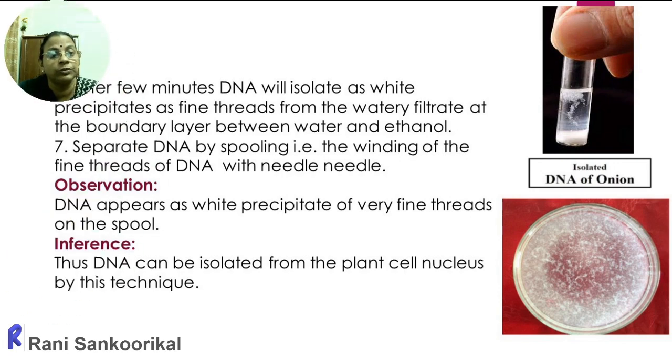So the inference will be how it appears. The DNA appears as a white precipitate of very fine threads, on the spool. And the DNA can be isolated from the plant nucleus by this technique. So this is the summary of the theoretical part of this extraction. Now I will show you the doing part, how we can do it, by the demonstration of this experiment.